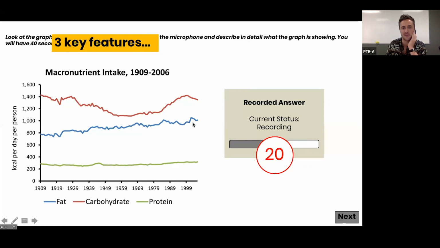Steady gradual growth from 1909 to 1999. And protein, I would say it was relatively stable across the years with a slight bump in 1940. Okay, you're not going to be precise here. Anyway, your turn, 20 seconds.